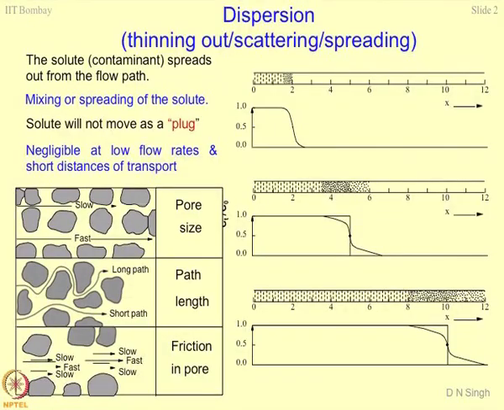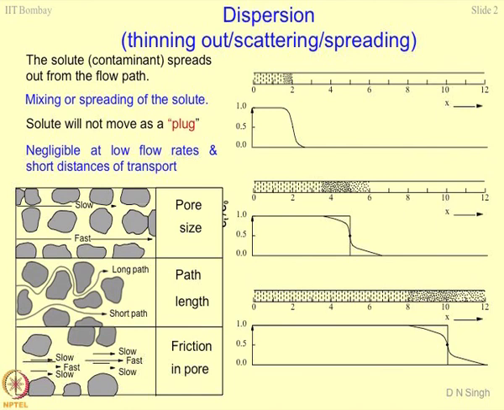So, that is the fourth mechanism of contaminant transport, where mechanical dispersion comes into the picture. This is somewhere in between diffusion and mechanical dispersion, alright. When you encounter a situation where mixing or spreading of solute takes place, this is what is termed as simple dispersion phenomenon. I am sure during your undergraduate courses, when you were studying environmental engineering, you must have come across a mechanism which can be classified as a dispersion mechanism.